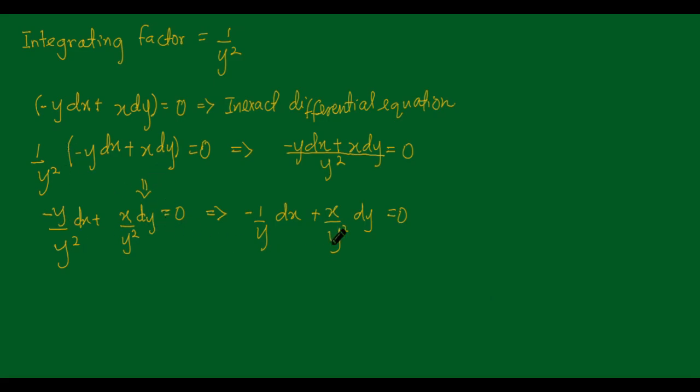We can now test for exactness, because if we compare this with m dx plus n dy is equal to 0, we can see that m is equal to minus 1 all over y and n is equal to x divided by y squared.